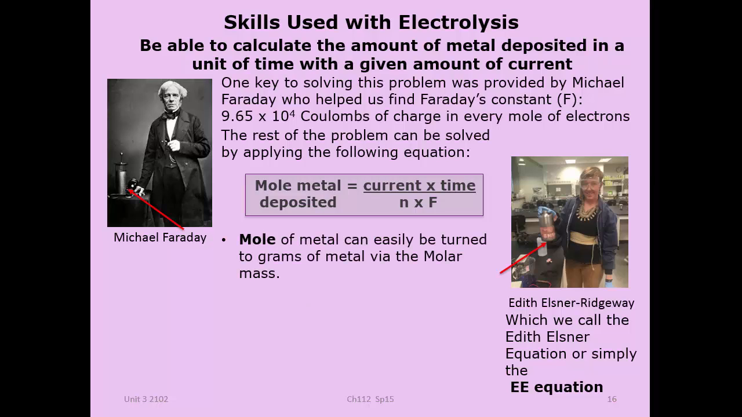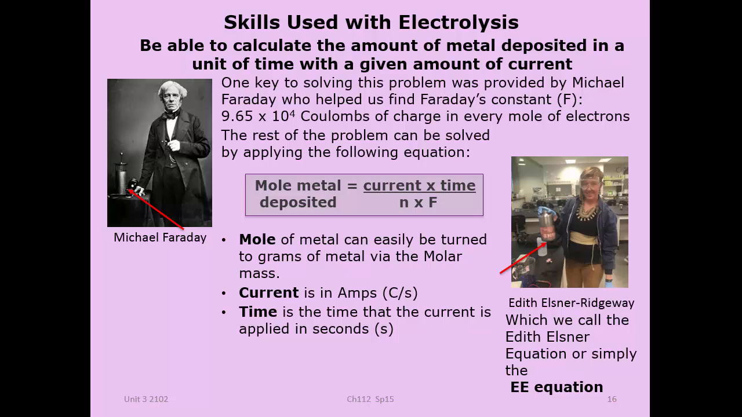Within the equation, moles is the moles of metal, which can easily be converted to grams via molar mass. You know your stoichiometry. Current, I would recommend that you enter in terms of coulombs per second. If you're given amps, always turn amps to coulombs per second. Time, if it's going to all work out in terms of units, you're going to want in seconds.